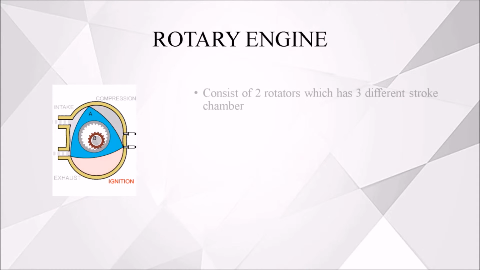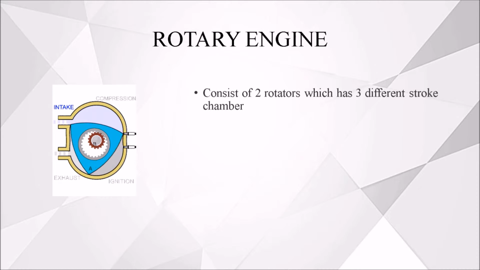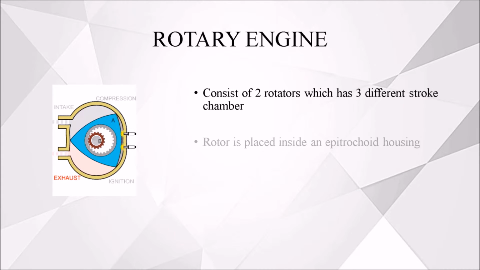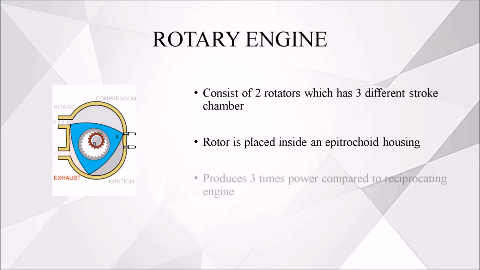The Wankel engine consists of a rotor which has three different stroke chambers. The rotor is placed inside an epitrochoid housing. It produces 3 times the power compared to a reciprocating engine.